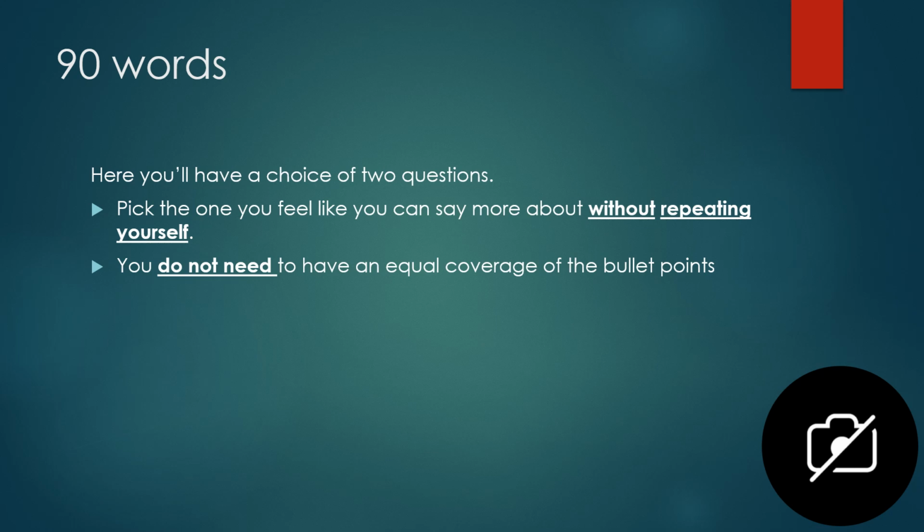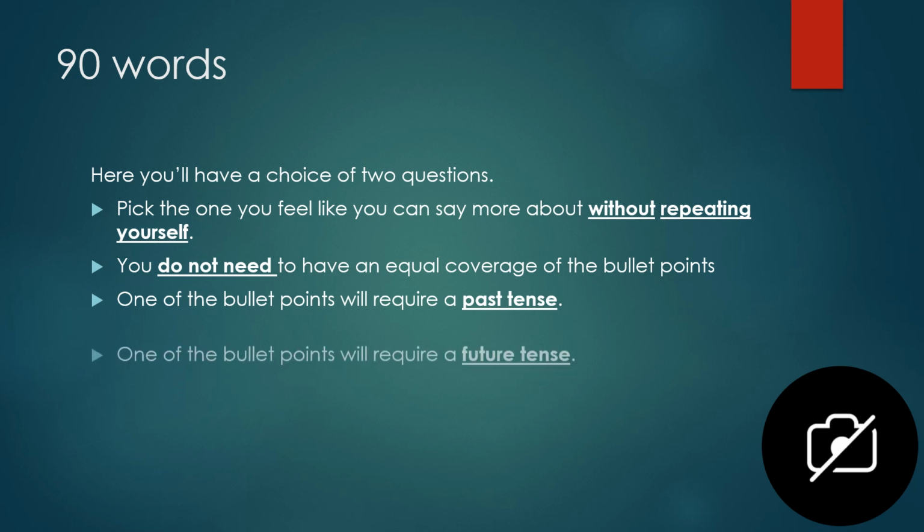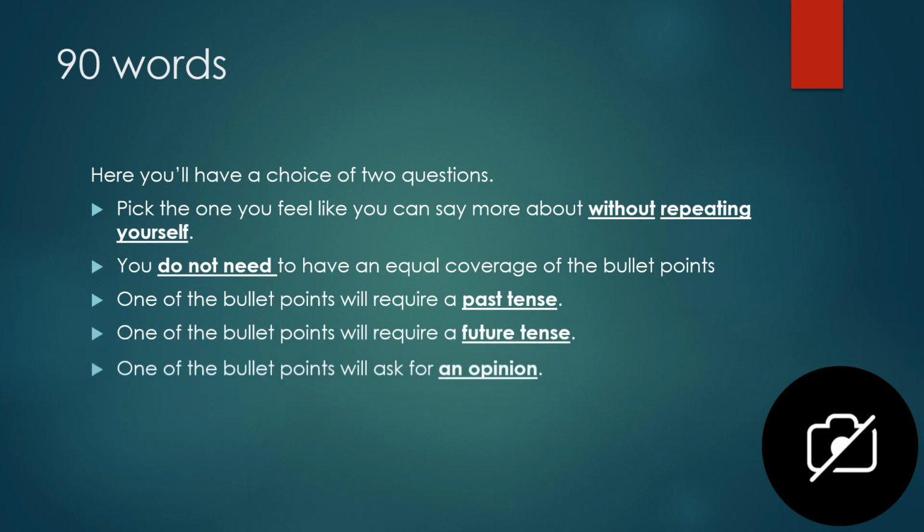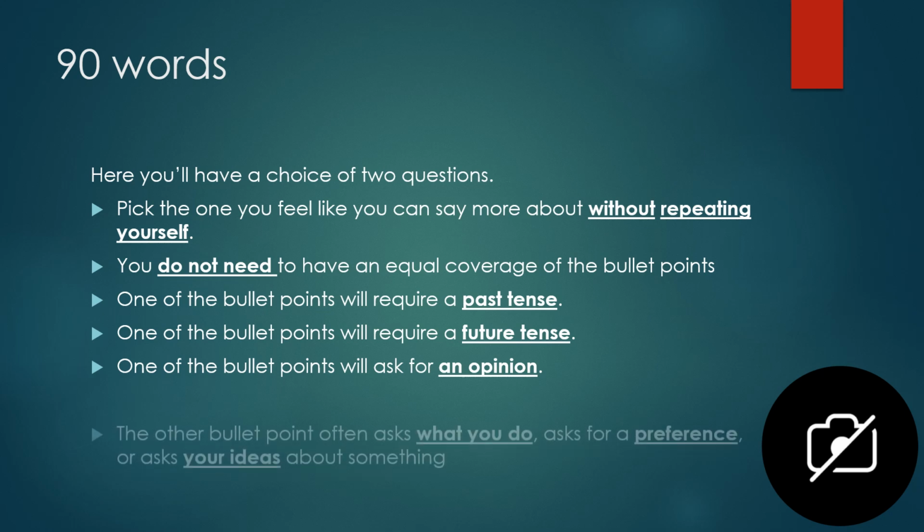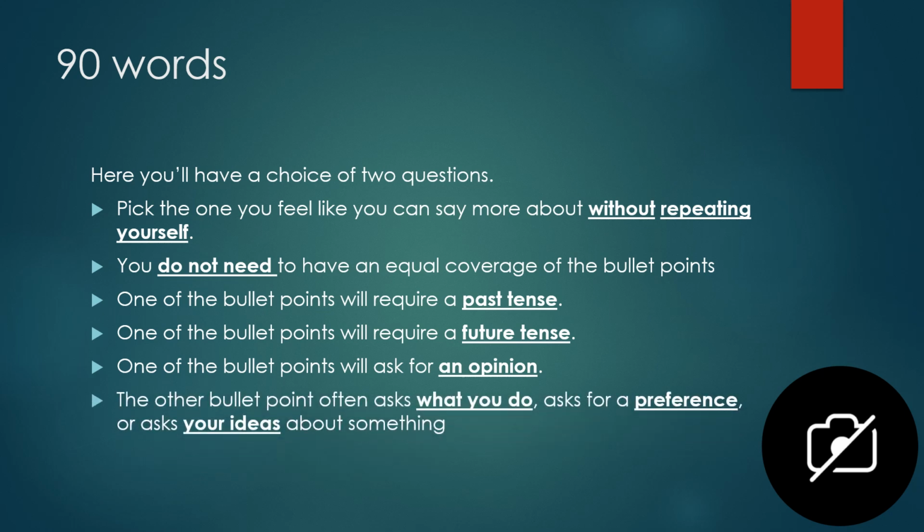Do remember that means that if it's a bullet point that's asking for a past tense and you don't answer with a past tense, it might be that they cannot then award you the marks for that bullet point because you haven't covered the right tense with it. One of the bullet points will require a past tense, as you've probably gathered by now. One will require a future tense. One will ask for an opinion. And the other one's a little bit random. It might ask about what you normally do in a certain situation, your preference, or your ideas about something.